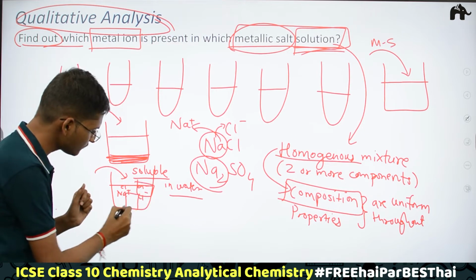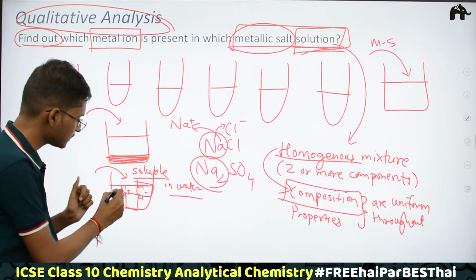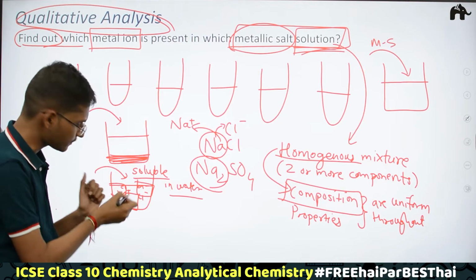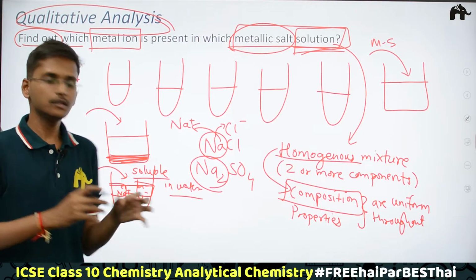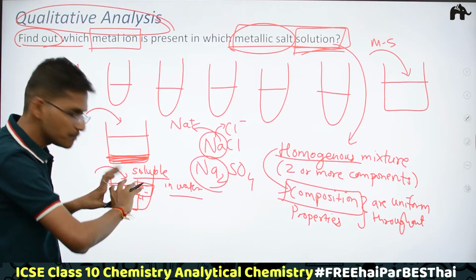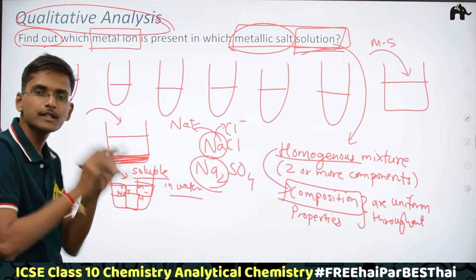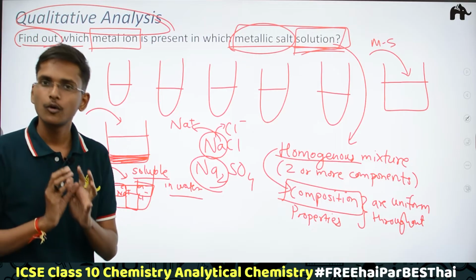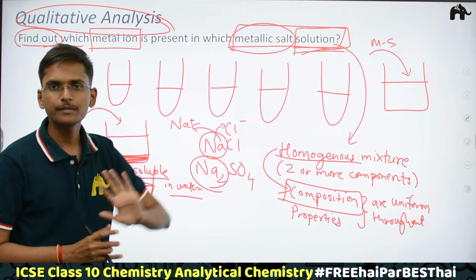If you would take this part of mixture, you would find Na plus ions, Cl minus ions, water molecules as well. Same way, here also water molecules are present. Here also Na plus ions, Cl minus ions, water molecules are present. So the composition is uniform. Wherever you go, that part of mixture is having same particles. Now this is the meaning of uniform composition throughout the mixture.